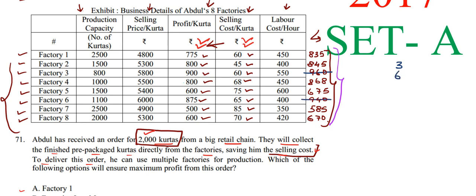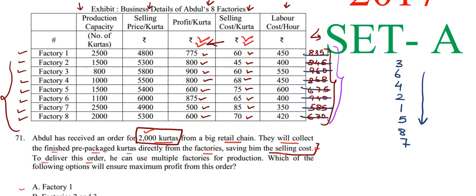Then we have factory 4. So this one is 4. Then we have factory 2. Then we have factory 1. So here we will write 1. Then we have factory 5. So here we will write factory 5. Then we have factory 8, 6, 7, and the least profit comes from factory 7. So this is the decreasing order of profit of one kurta from each one of the factories.